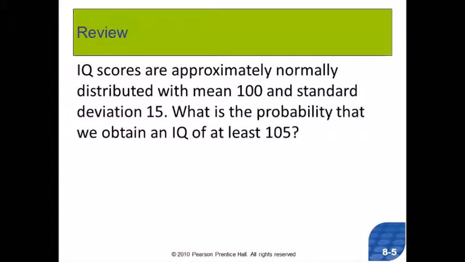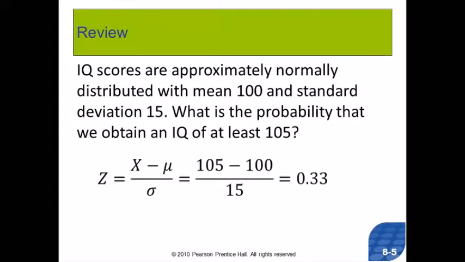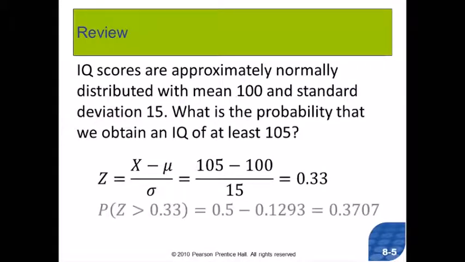Let's have this item. The IQ scores are approximately normally distributed with mean 100 and standard deviation of 15. What is the probability that we obtain an IQ of at least 105? First, we will convert 105 to its equivalent z-score, and that is 0.33. Using our table, the probability that an IQ of at least 105 is 0.3707.